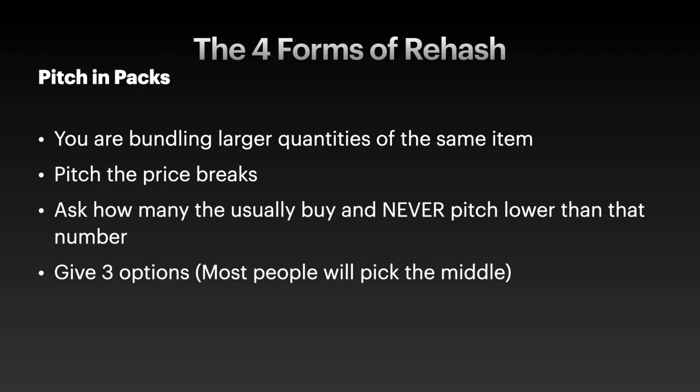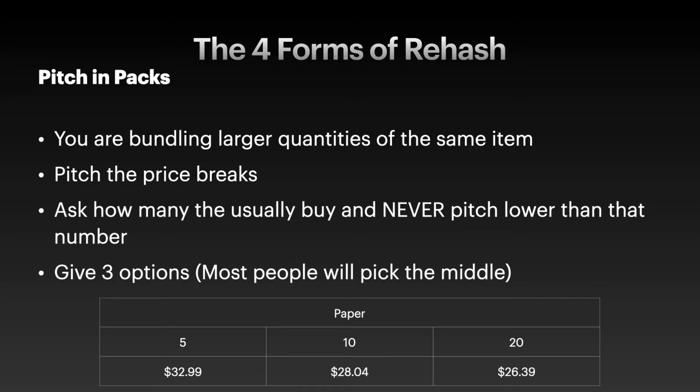I'm going to give you an example right now using paper. So here we have paper. The customer will tell me that they usually buy 5 at a time. So I'm going to start my smallest pack at 5 for $32.99. What I like to do is double that quantity to 10, and then double it again to 20 to create my second and third packs.